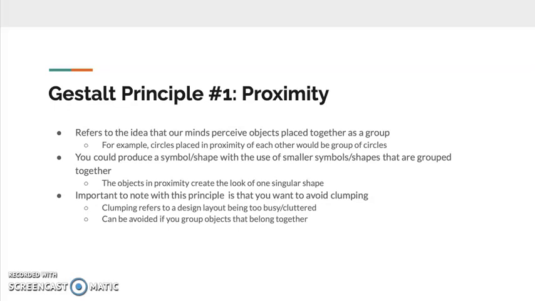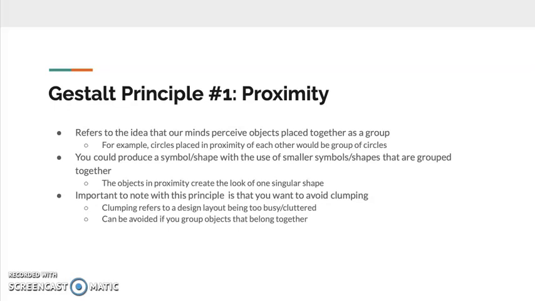Proximity refers to the idea that our minds will perceive objects that are close together as one group. For example, if you saw a bunch of circles placed in close proximity of each other, you'd say that it was a group of circles. One way you could use this principle in a design layout is by placing a bunch of shapes in close proximity of each other to create the look of one singular shape.